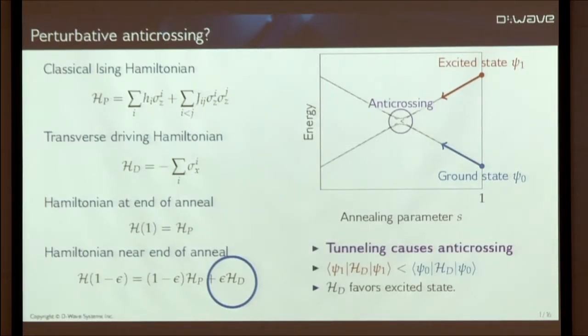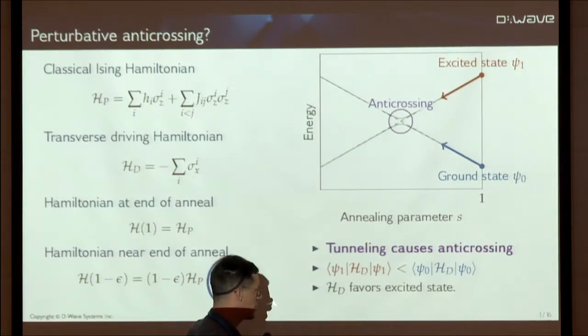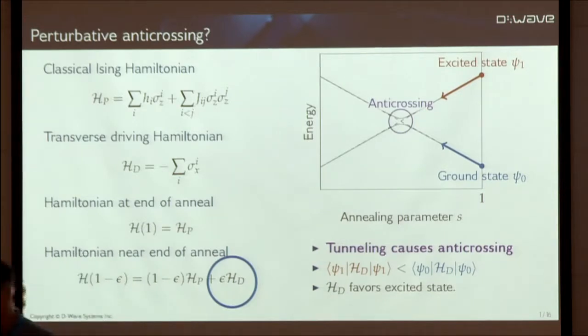And this tunneling causes the anticrossing, and what causes these levels to cross is the fact that your driver Hamiltonian, HD, it favors the excited state compared to the ground state. So we're going to try to mitigate this situation by changing the driver Hamiltonian.